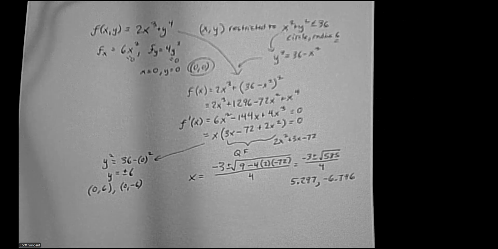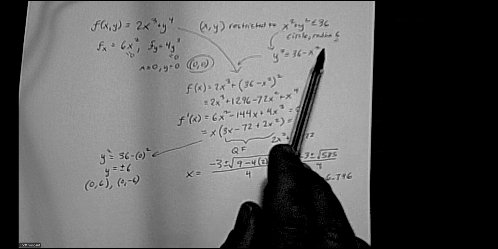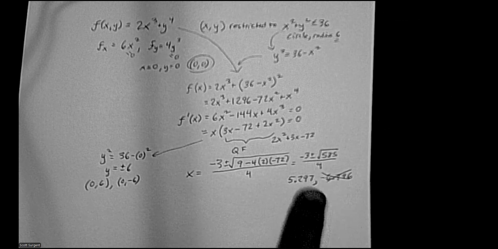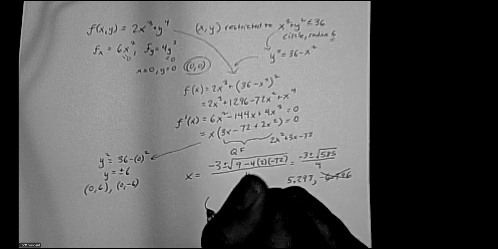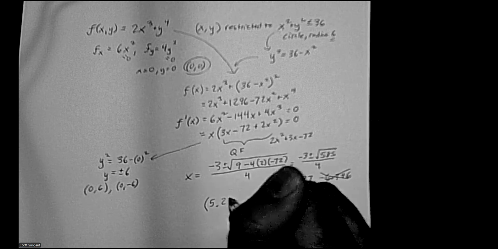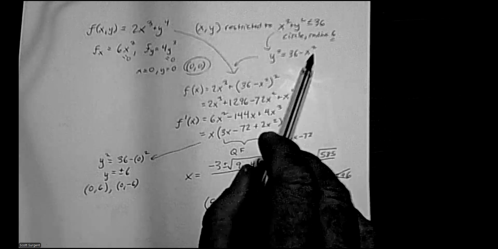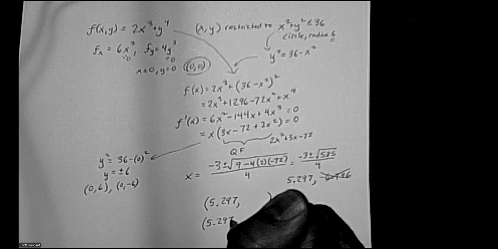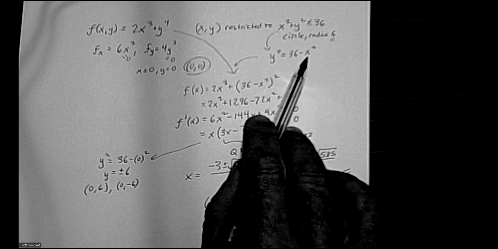Now, one of those can get kicked out right now because this is going to be outside the circle. The circle only has a radius of 6, so x is between -6 and 6, so that guy's gone. So that's another critical point, right? Well, a part of a critical point. What you need to do is find what the y value is. I just plug it in back up here. And because we're going to take the square root, we're going to get two y values. But let's take the 5.297 and plug it in up there.